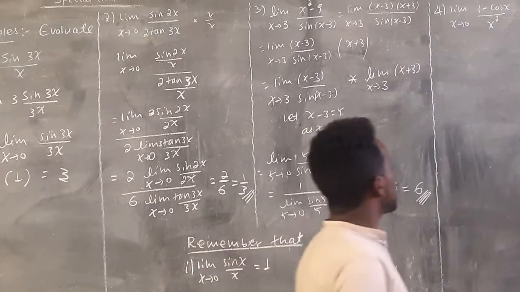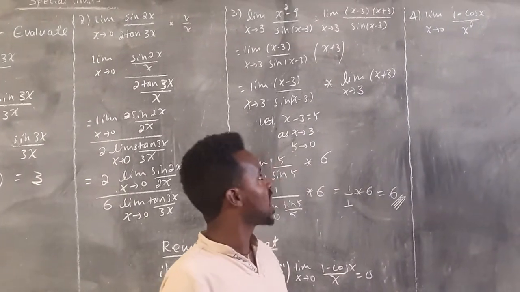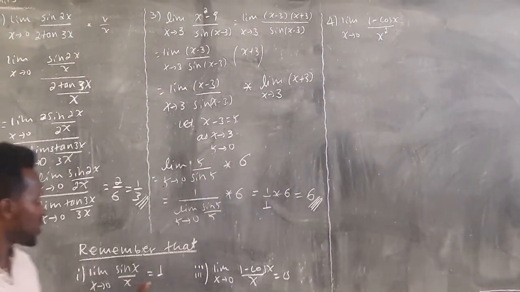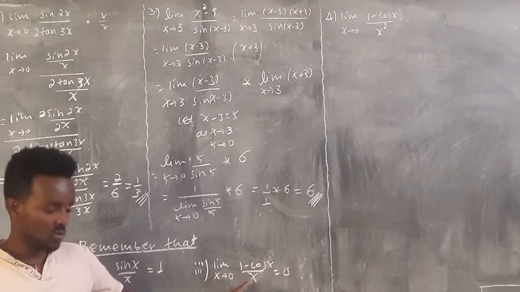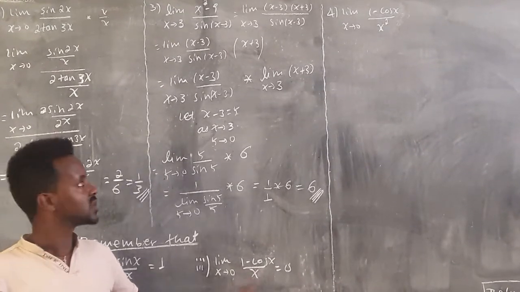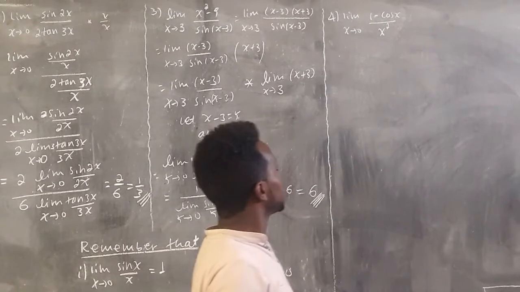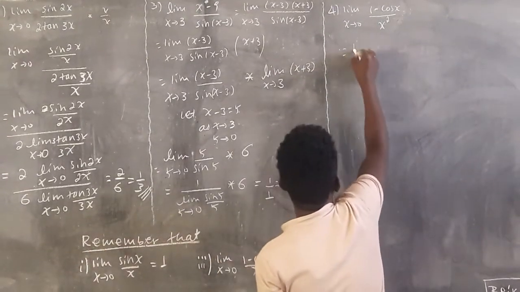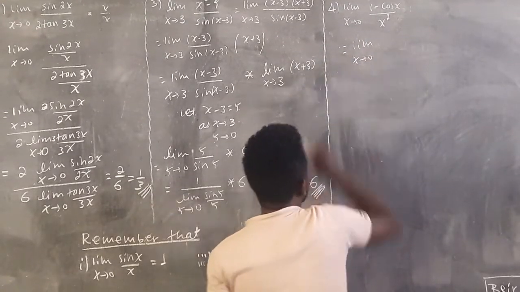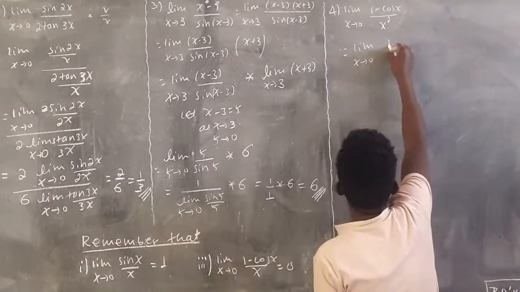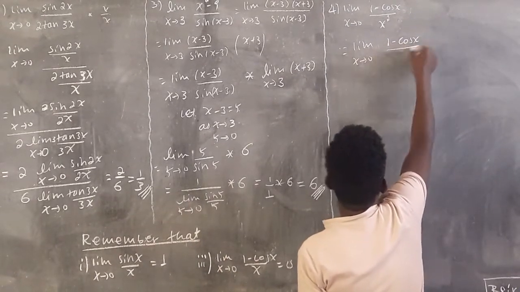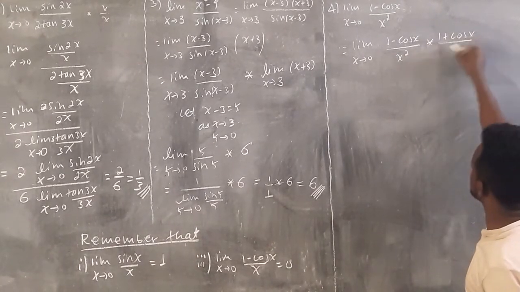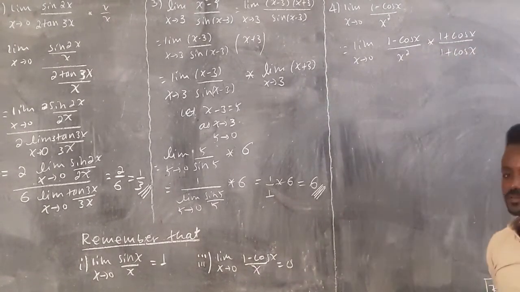And here we have the fourth example, which is the limit of 1 minus cos x over x squared as x approaches 0. The limit that we have proved is 1 minus cos x, not over x squared. So let's try to find an additional factorization, so that this is the limit as x approaches 0 of 1 minus cos x over x squared times 1 plus cos x over 1 plus cos x.